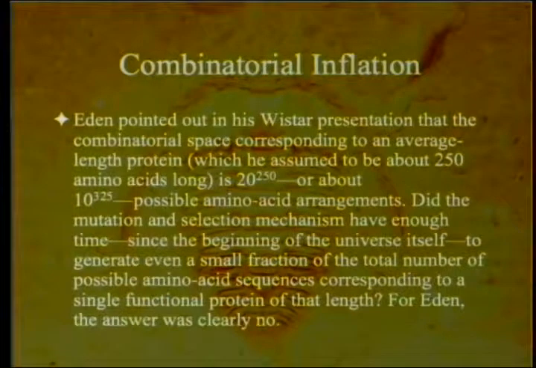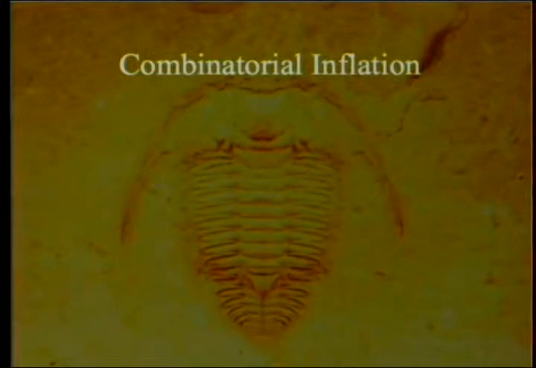Eden pointed out in his Wistar presentation that the combinatorial space corresponding to an average length protein, which he assumed to be 250 amino acids, is 20 to the 250, or about 10 to the 325 possible amino acid arrangements. Did the mutation and selection mechanism have enough time since the beginning of the universe itself, or even beyond, to generate even a small fraction of the total number of possible amino acid sequences corresponding to a single functioning protein of that length? For Eden, the answer was clearly no. The math just won't work.